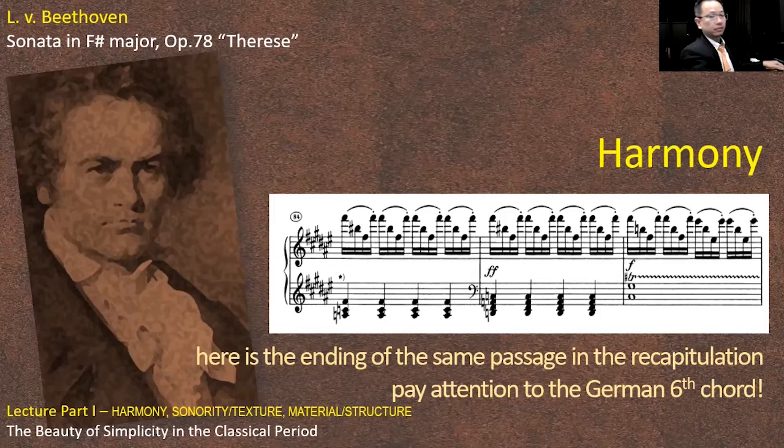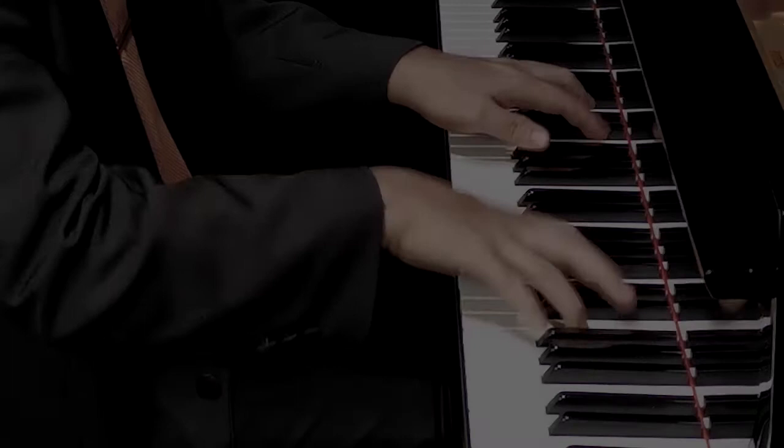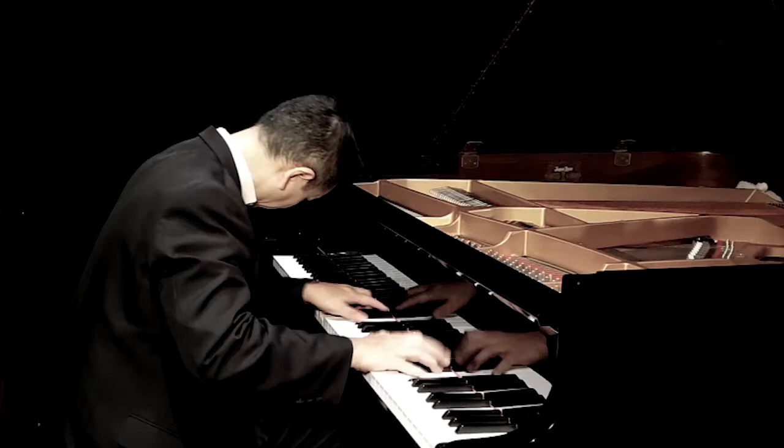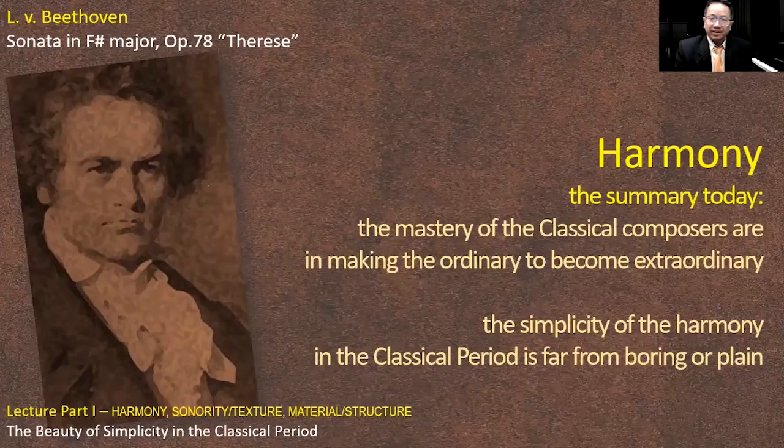Here is an example of how full of surprises Beethoven was. He took the German 6 from the first movement to open the second movement. The mastery of the classical composers is in making the ordinary become extraordinary. The simplicity of the harmony in the classical period is far from boring or plain. And now let us move to the second point.